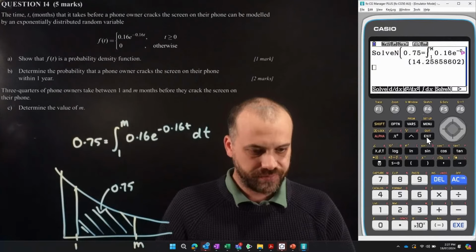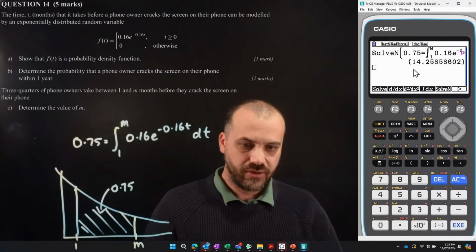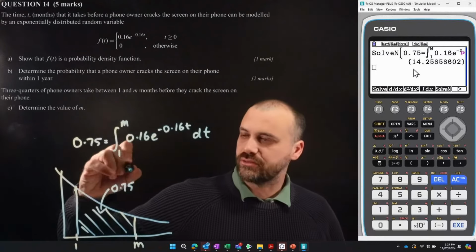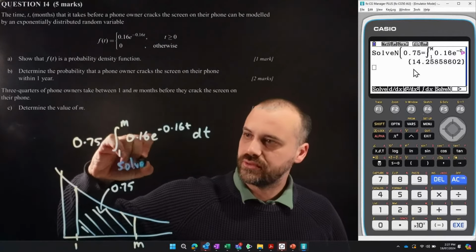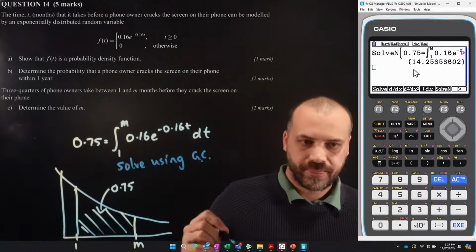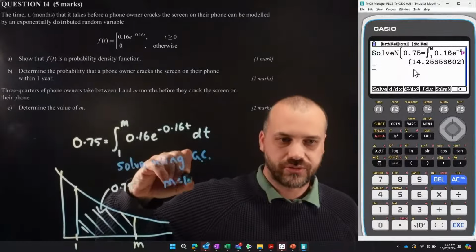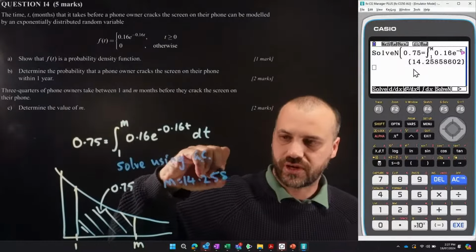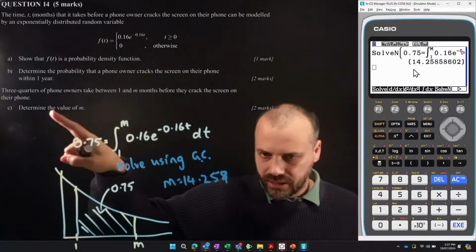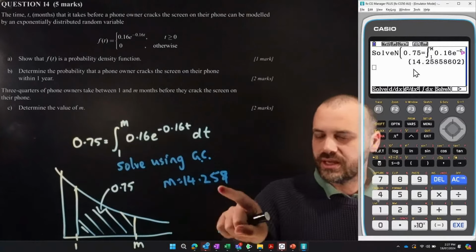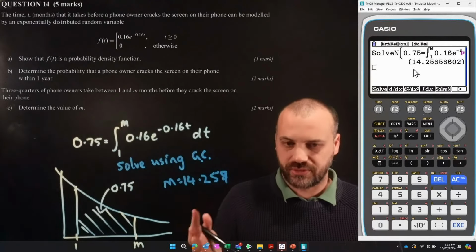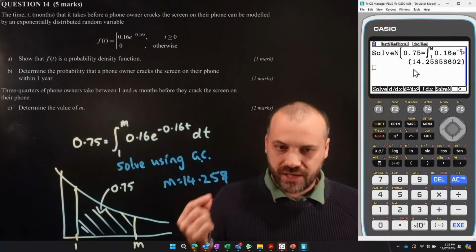Let's press exit. And there is our answer, 14.2585. So we can write: solve using graphics calculator, m equals 14.258, or 259 if I'm rounding. Determine the value of m. m equals 14.25. I don't need to interpret it as 14 months or whatever like that. I just need to say the value of m is 14.259.